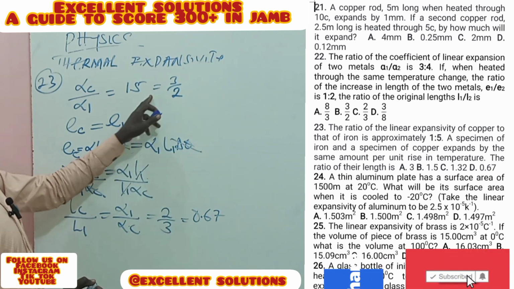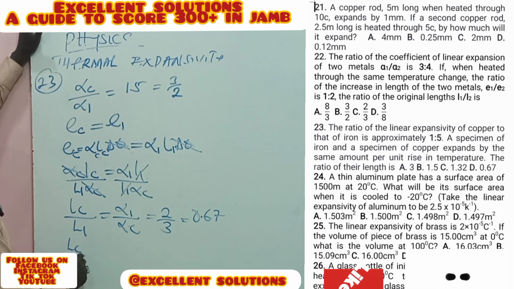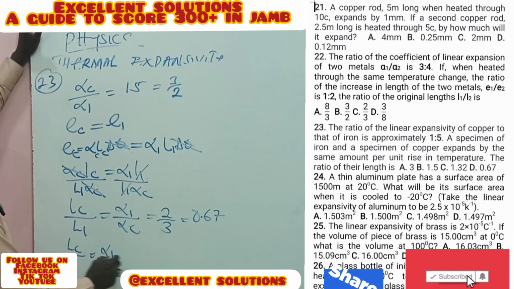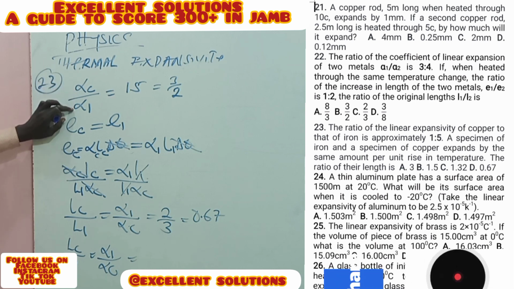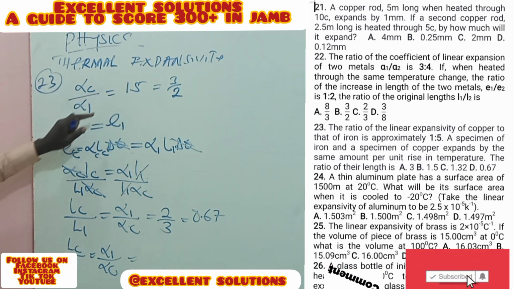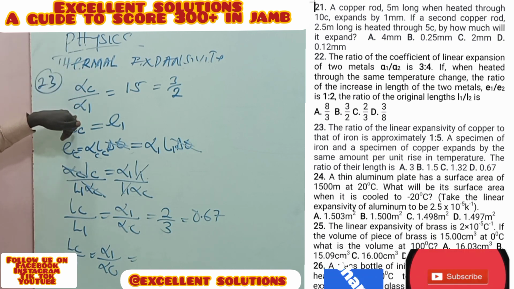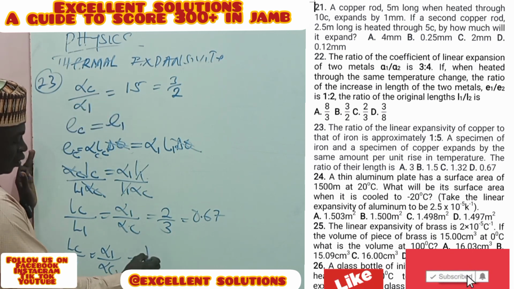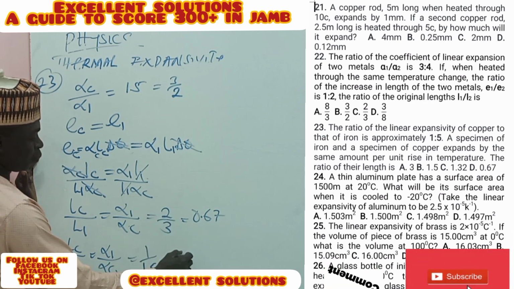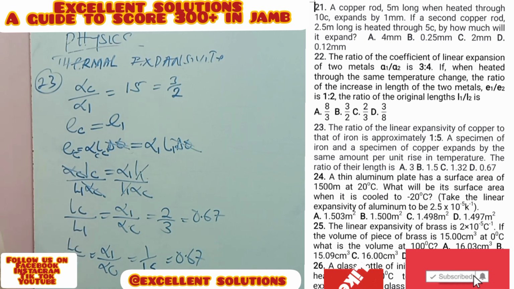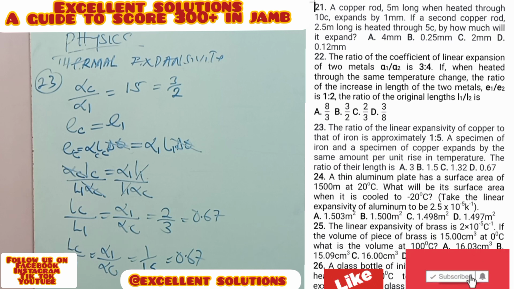Or this one we can change it. If we look here, we can also say L of copper over L of iron equals alpha of iron over alpha of copper. So from here, alpha of copper over alpha of iron is equal to 1.5. But if we take the inverse, alpha of iron goes up, alpha of copper comes down, we take the inverse of this, which is the same as 1 over 1.5. And this also gives us 0.67. And if we look at our options, we have it in option C, we have 0.67.